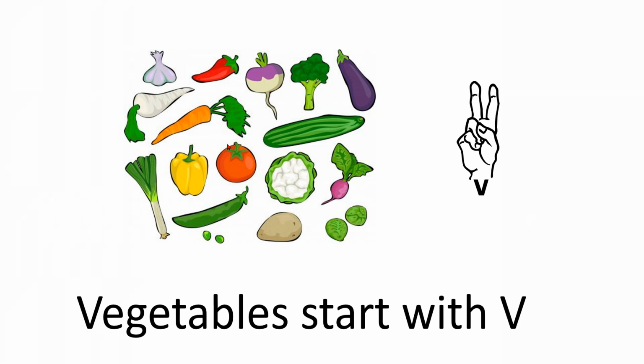Vegetables, that's what those are. Vegetables start with V. Say vegetables. Say V. And you can sign letter V right there. Do you eat your vegetables every day? I hope so. I try to. Next page.